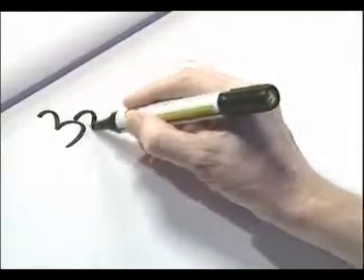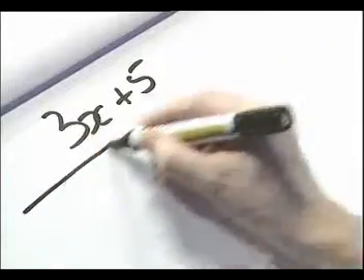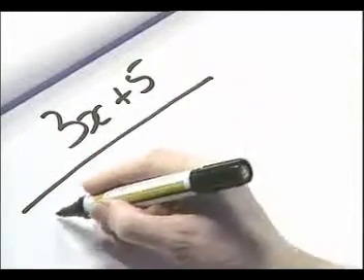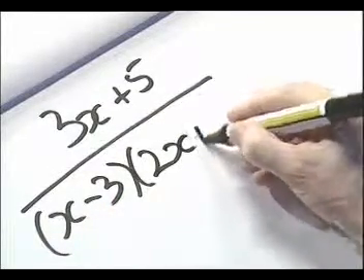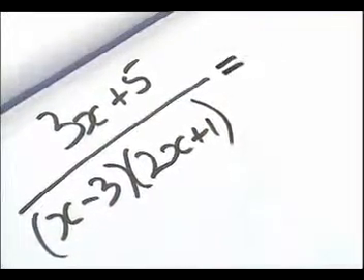Sometimes in mathematics we need to do this operation in reverse. In calculus, for instance, or when dealing with the binomial theorem, we sometimes need to split a fraction up into its component parts, which are called partial fractions. Let's take the sum that I've just dealt with. We got the answer 3x plus 5 over x minus 3 times 2x plus 1.